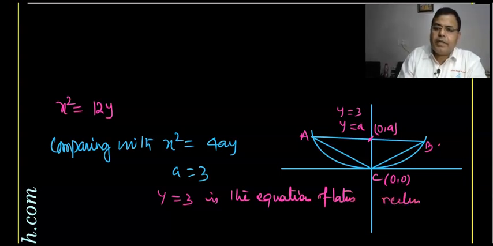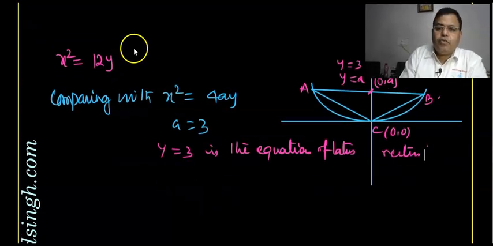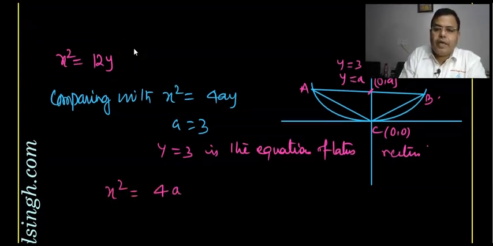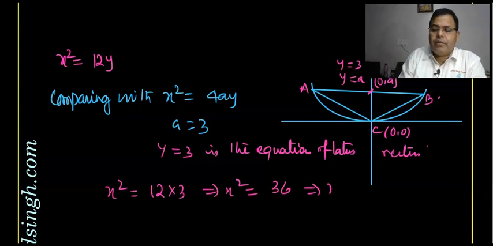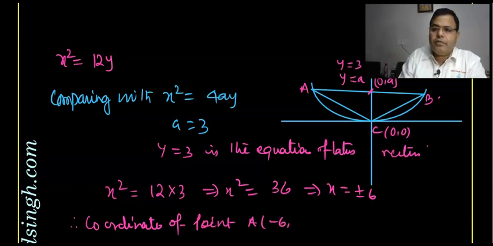Y is equal to 3 is the equation of the latus rectum, isn't it? So by solving these two, we will have x square is equal to 4a into y, where y is 3 and a is nothing else but 3, that is 12y. So x square is equal to 12 times 3, so x square is equal to 36, and therefore x is equal to plus minus 6. And therefore the coordinates of point A is minus 6 comma 3, B is 6 comma 3, and C is 0, 0.